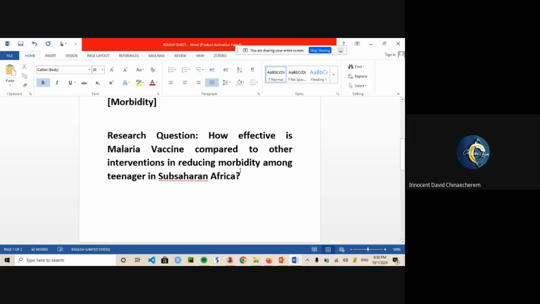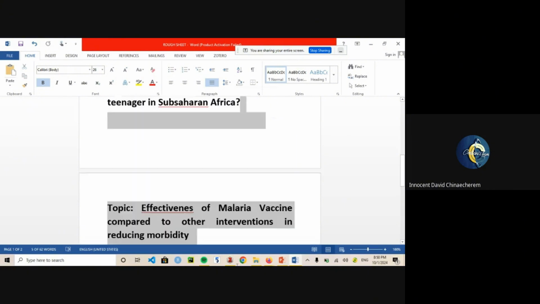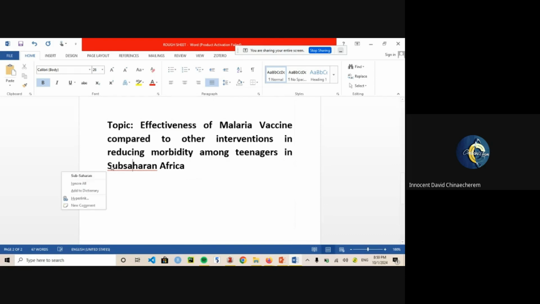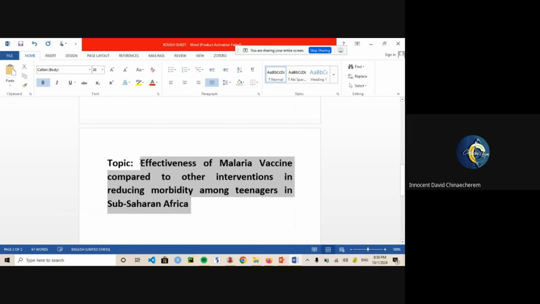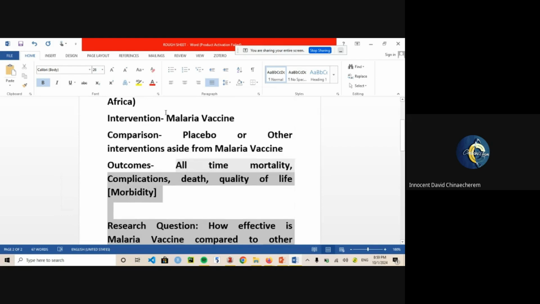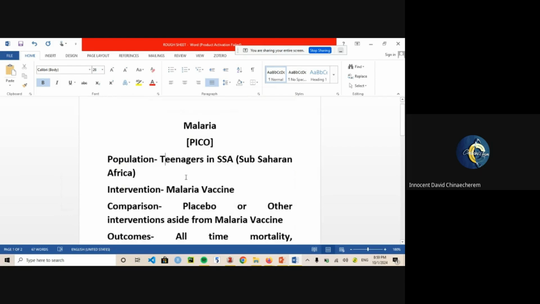So I'm going to copy this. All right, click. I'll copy. All right. So this is what we mean. This is an example of a clearly formulated research question. The topic is effectiveness of malaria vaccine compared to other interventions in reducing mobility among teenagers in Sub-Saharan Africa. It's just the same thing with this. So it means that I just demonstrated how you can formulate a research question using the PICO framework.